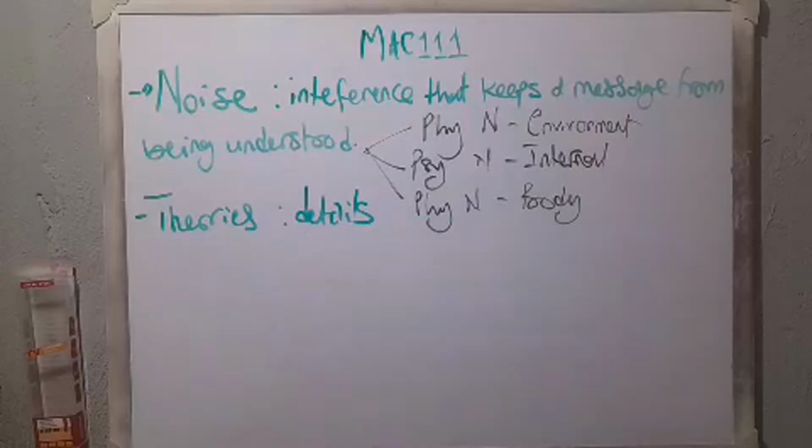So the first theory we are talking about now is called the normative theory. Now we'll talk about the normative theory. It is a type of theory that describes an ideal. This normative theory describes an ideal way for a media system to be structured and operated.